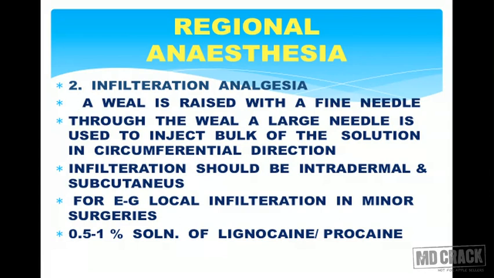So how do you do it? A wheal is raised with the help of a fine needle. Through the wheal, a large needle is used to inject the bulk of the solution in a circumferential manner. Infiltration should be intradermal and subcutaneous. Remember, while injecting the drug, it should only be intradermal and subcutaneous. You should not inject the large needle below the dermis of the skin, because if you do that, then you will not be able to achieve analgesia. For example, local infiltration in minor surgeries, and the solution used for this particular type of analgesia is 0.5 to 1% solution of lignocaine or procaine.